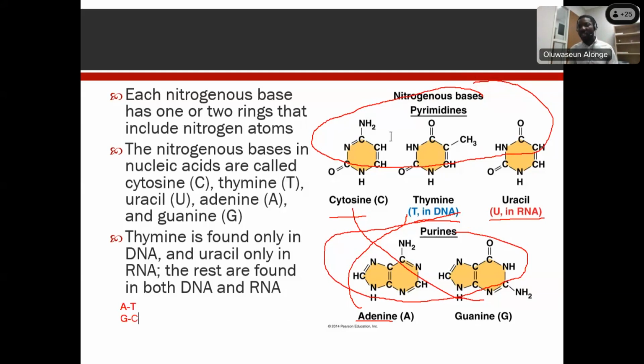So each nitrogenous base has one or two rings. The pyrimidines have one ring. The purines have two rings. And the way to never forget the purines, obviously, when you see the structures, they have double rings. But they have 9. They are the ones that end with 9 or nin. Those are the purines. This is not nin, this is cytosine, this is thymine, but the purines are the ones that end with 9. Those are the purines, the adenine and the guanine.